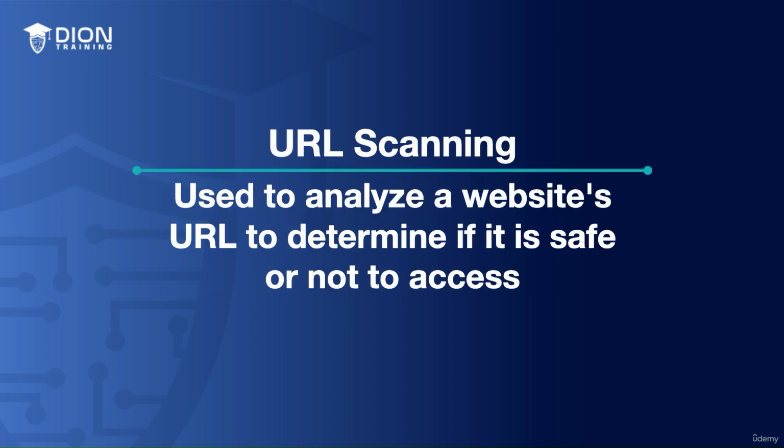Third, we have web filtering that is performed while conducting URL scanning. URL scanning is a technique that is used to analyze a website's URL to determine if it is safe or not to access. URL scanning will first check the URL requested by the user against a database of known malicious websites. If a match is found, the URL is deemed malicious and the user will be prevented from accessing that website. If the URL is not found in the database, it is assumed to be safe and the user is redirected to the website to access its content.